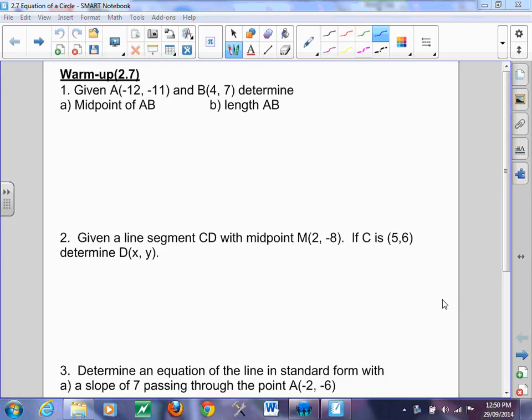All right, let's get started with our warm-up. So just remember, guys, we've got a unit test coming up. Any of these questions are fair game. So question 1A says find the midpoint of AB.